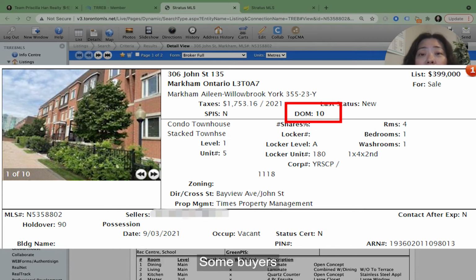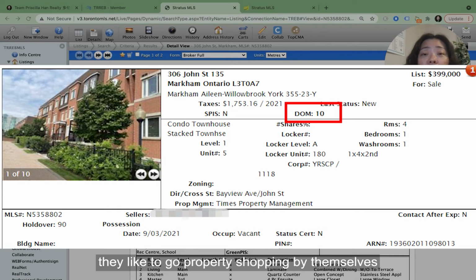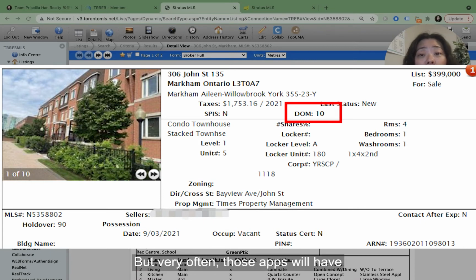Some buyers like to go property shopping by themselves. They will go to realtor.ca or some apps like Realmaster or HouseSigma. But very often, those apps will have some sort of lead time. If your agent sets up a search for you, a lot of times the properties you receive can be days on market 0. This way, you do not miss any time. You beat the vast majority of buyers to the hot new listings.